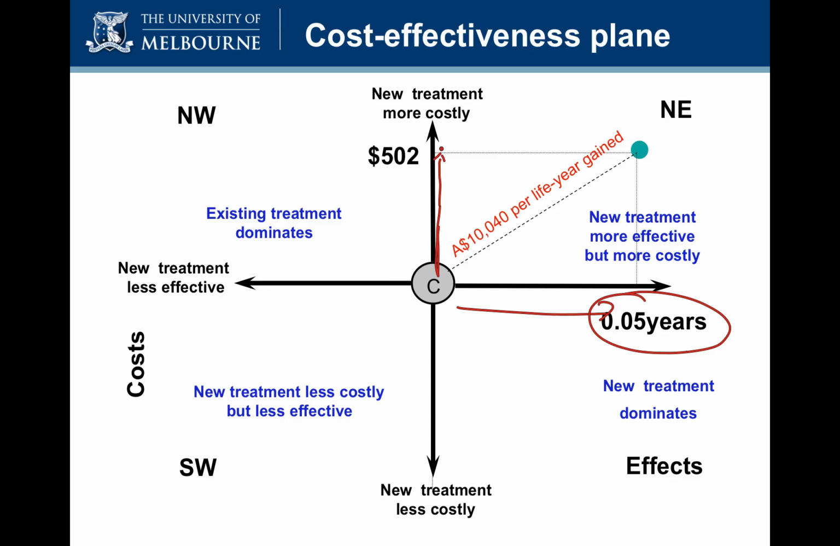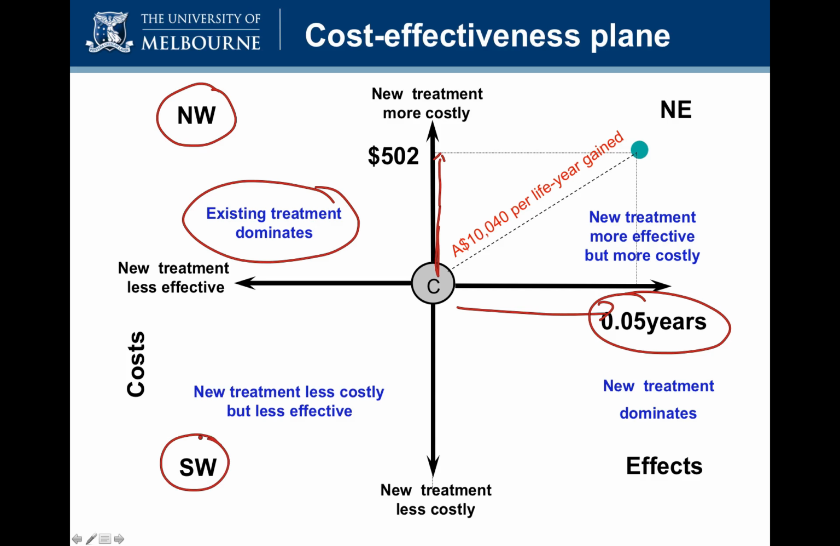Now, what the plane basically maps out is 4 separate quadrants. So perhaps if we start with the northwest quadrant, that would be an intervention that is more costly and less effective. And I think in that case, most people would agree you wouldn't adopt the intervention because there's no point in spending more money and getting less outcomes. So in that case, we would say the existing treatment, which in this case is no treatment, would be the preferred treatment. One also then might come down to the southwest quadrant, where you get a new treatment that is less costly but less effective.